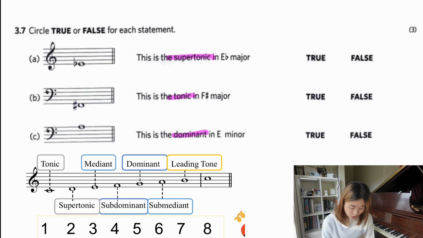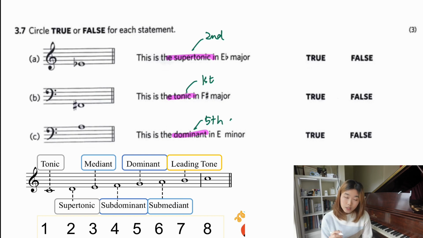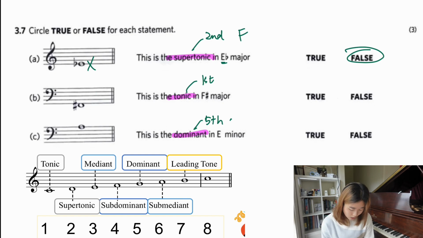So supertonic means the second note of the scale. Tonic means the first note. Dominant means the fifth note. Okay, so E flat, the second note, E flat, next note is an F. Okay, so that's not, this is E flat. Next one's F sharp, tonic, which is the first note. This is the F sharp.